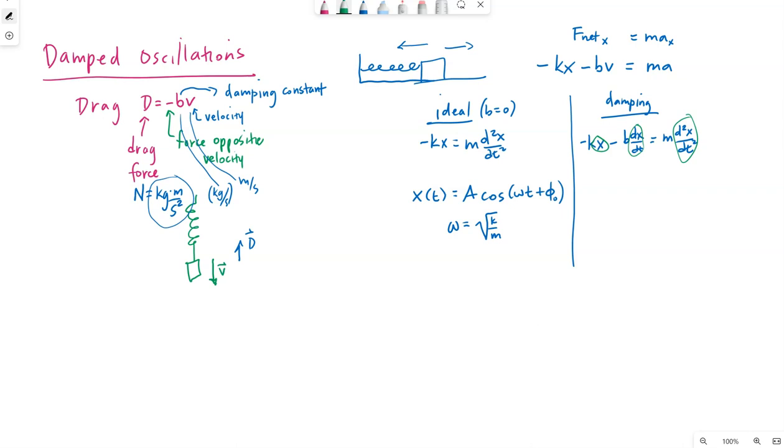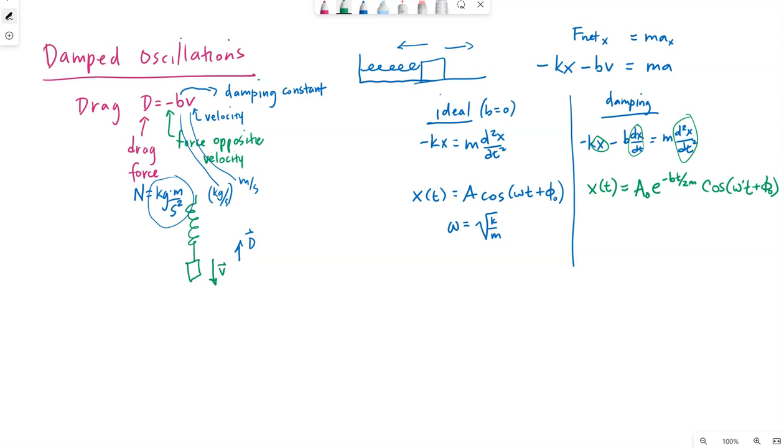Now, of course, differential equations is not a prerequisite for this course, so we're just going to give the solution. The solution to this equation to represent this damped oscillation looks like this. There's an exponential portion and a cosine portion to represent the oscillations.